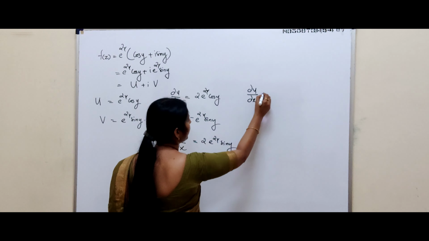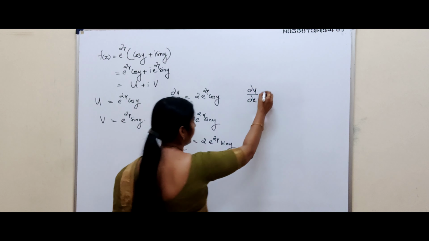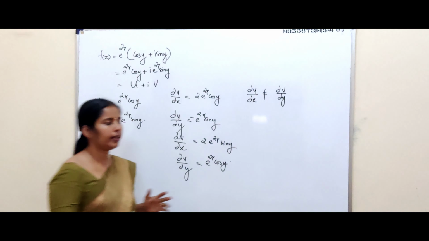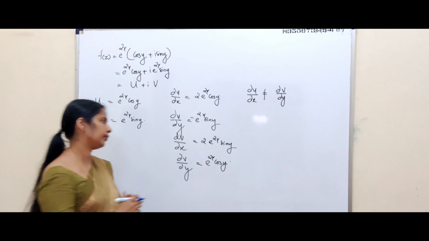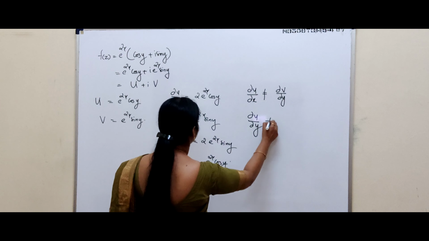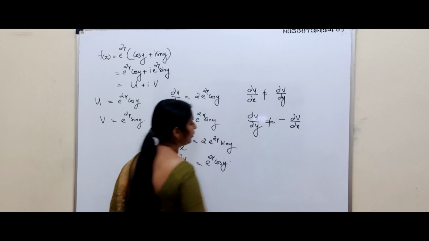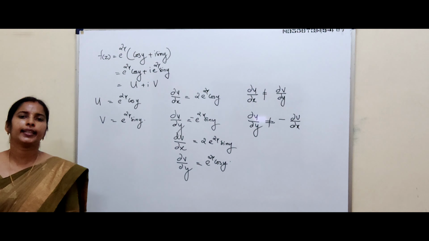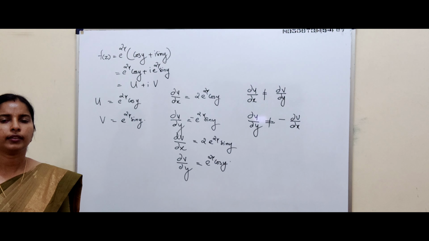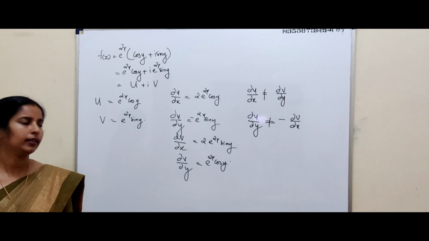Next you check whether ∂u/∂x is equal to ∂v/∂y. It is not equal to ∂v/∂y. So we can say it is nowhere analytic. And also we can check ∂u/∂y is not equal to minus ∂v/∂x. Here both equations are not satisfied by u and v, so we can say f is not analytic. That is, it is nowhere analytic.